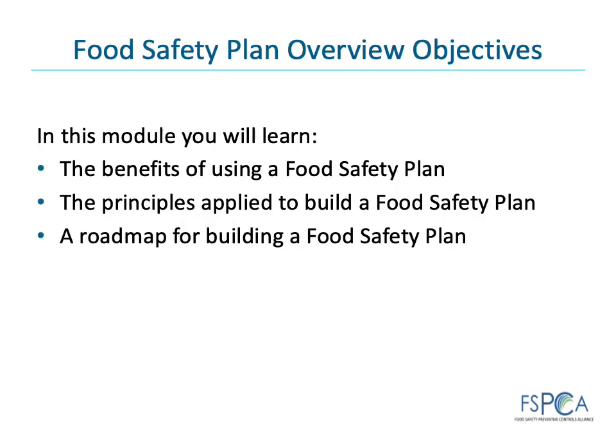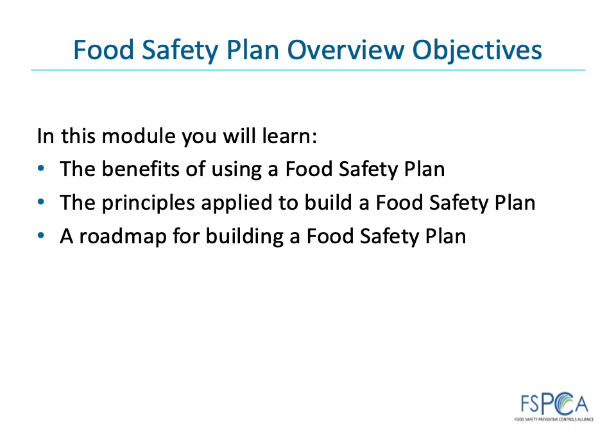Alright, welcome back. In this module you will learn the benefits of using a food safety plan, the principles applied to build a food safety plan, and a roadmap for building a food safety plan. The food safety plan is the primary document that guides your preventive controls food safety system. The food safety plan is developed using a systematic approach to identify those hazards that require preventive controls to prevent foodborne illness or injury. This chapter provides an overview of the components of a food safety plan that are needed to comply with the preventive controls for human food regulation.